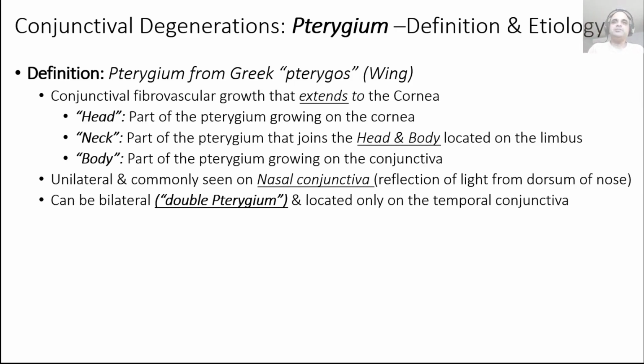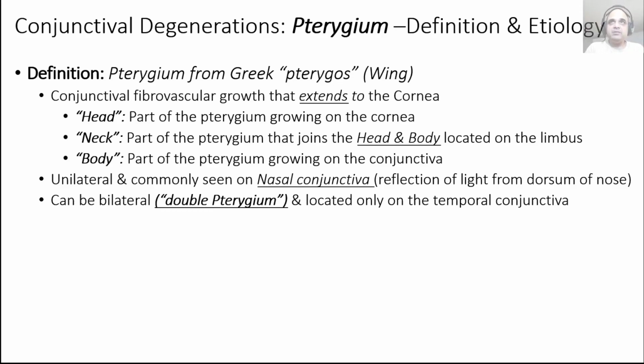As opposed to pingicula, which are usually bilateral, a pterygium is usually a unilateral condition. It's mostly seen on the nasal conjunctiva. And again, the reason that it is mostly seen on the nasal conjunctiva is that the dorsum of the nose acts like a reflective mirror, bouncing light off onto the nasal conjunctiva.